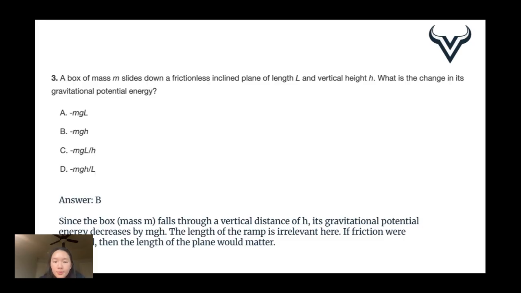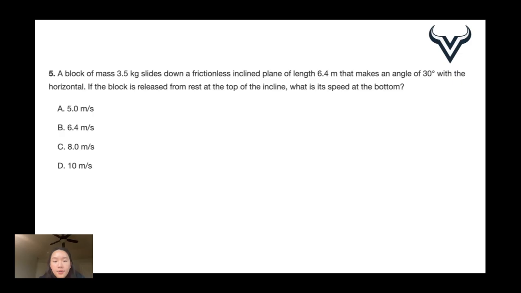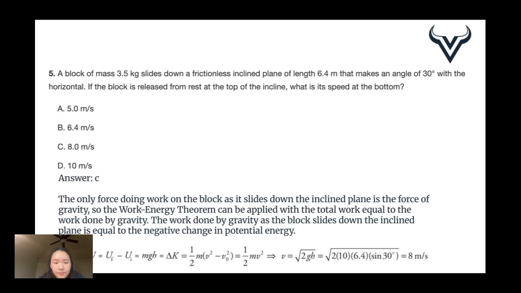Now let's do one last problem. Take some time to try for yourself before coming back to this video. The answer is C. The only force doing work on the block as it slides down the inclined plane is the force of gravity. So the work energy theorem can be applied with the total work equal to the work done by gravity. The work done by gravity as the block slides down the inclined plane is equal to the negative change in potential energy. If you do the equations, you get that velocity equals 8 meters per second, which is C.